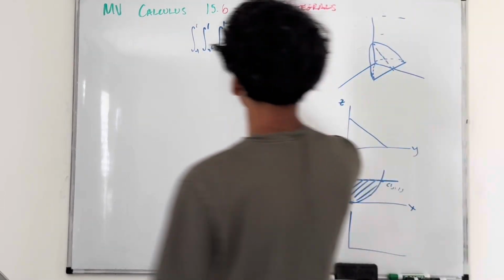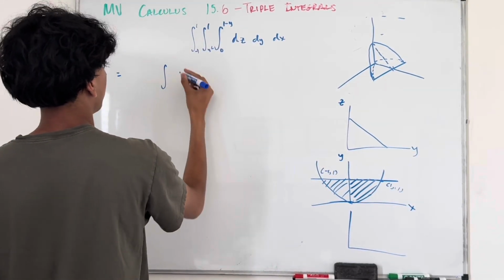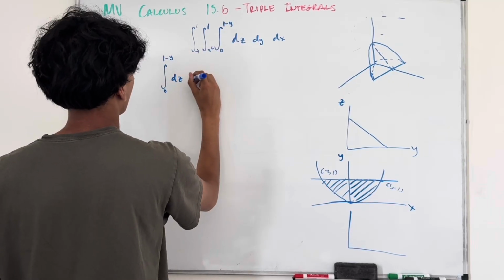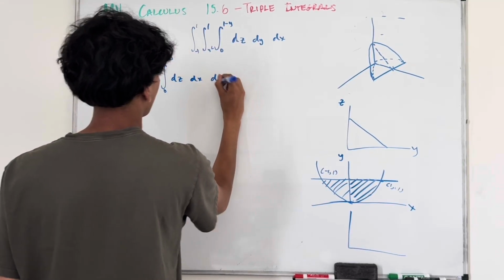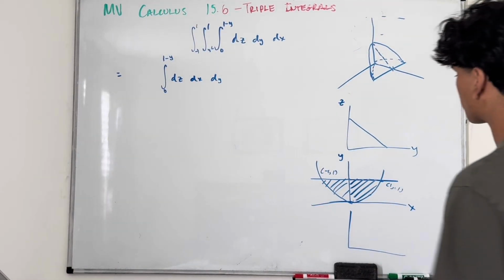What if we do dz and then just flip these two? This is easy because I already know what the z bounds are. It's just going to be dz. Now let's go dx and then dy. Well, this is just this very simple thing we've done of changing the orders for double integrals, right?